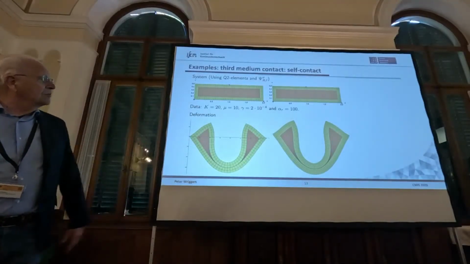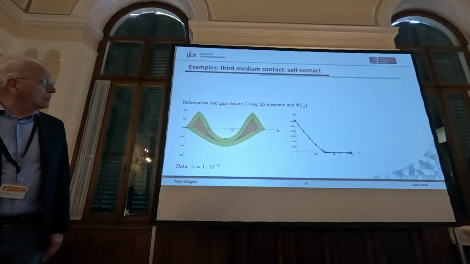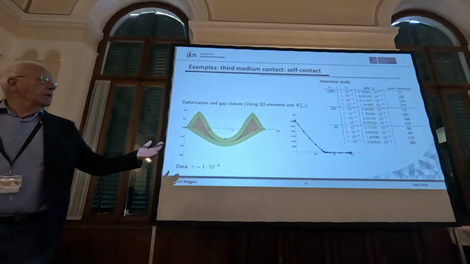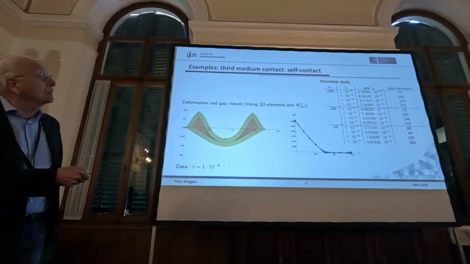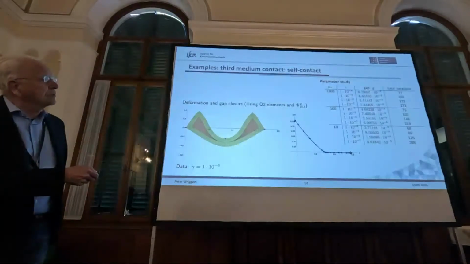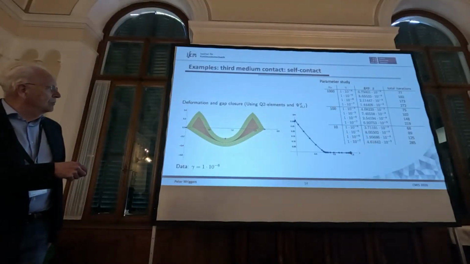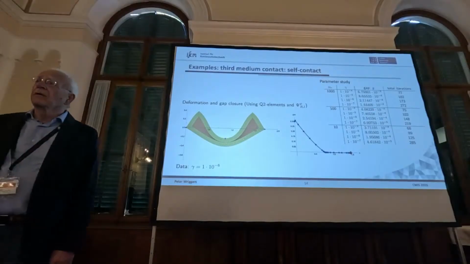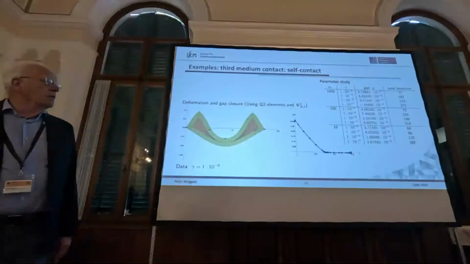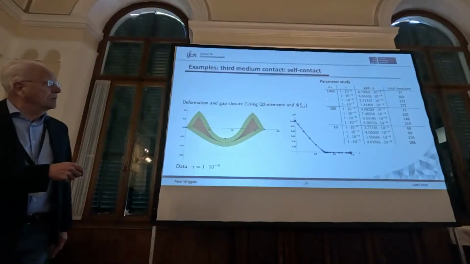It seems to work quite nicely. You see the gap goes to 0, but it doesn't go to 0 like in finite elements, I mean in standard contact problems, but it goes approximately to 0. This is sort of 2 and 0.5, so 10 to the minus 4 or 10 to the minus 5 is quite nice. You also have to ask yourself, how does it depend on the parameter?